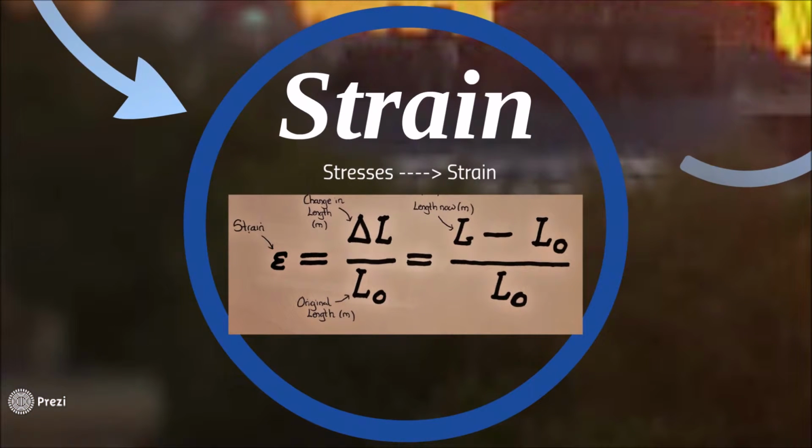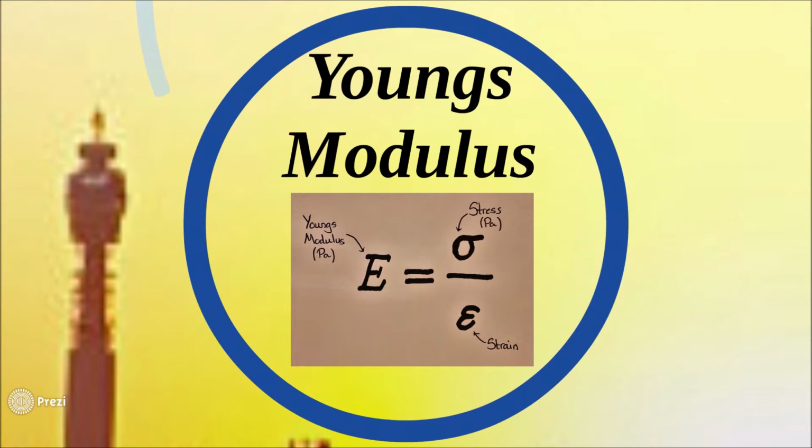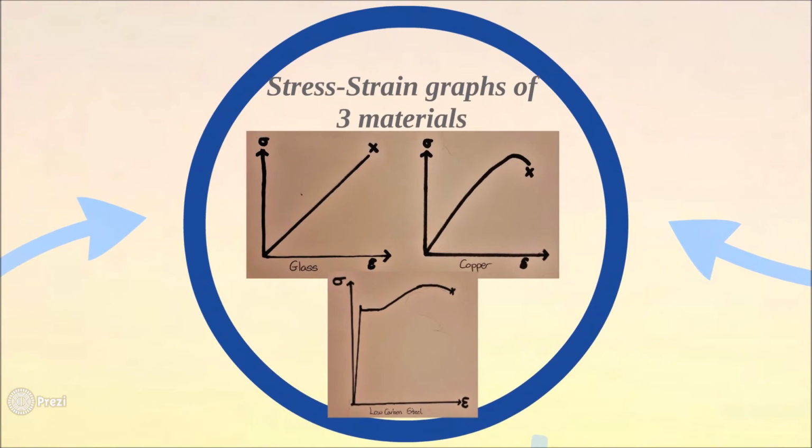Now moving on to strain, which is caused by stress. The equation for strain is length now minus original length, divided by original length. Using stress and strain, we can calculate Young's modulus, which measures the stiffness of a material, so how much a material will stretch when you apply a force. We can also plot stress against strain graphs, which for each material has a distinct shape.